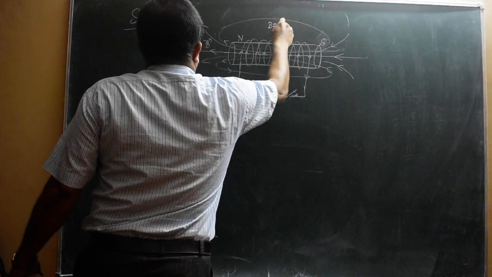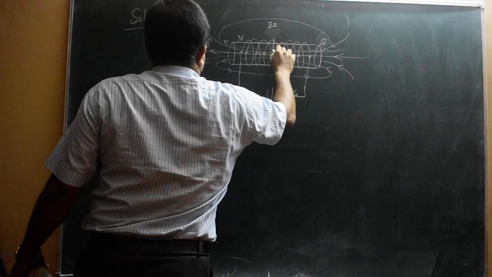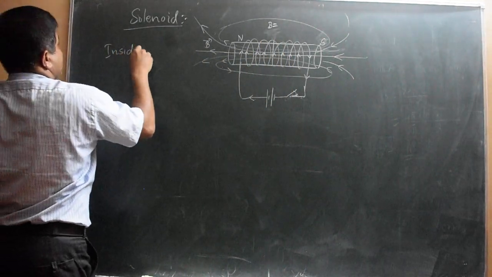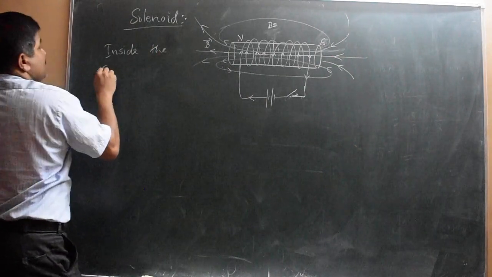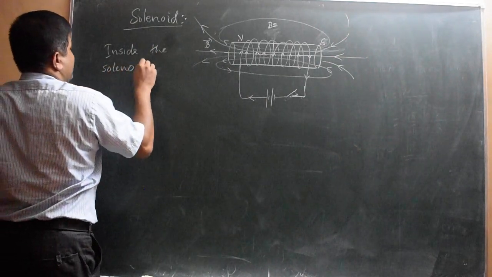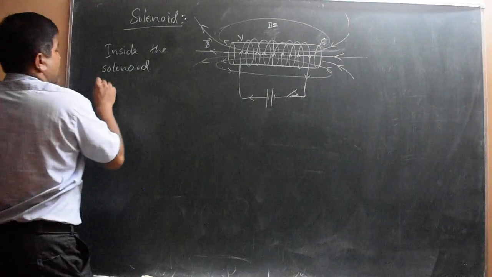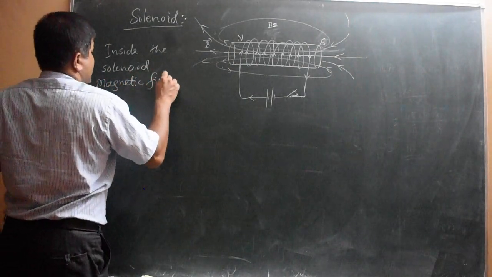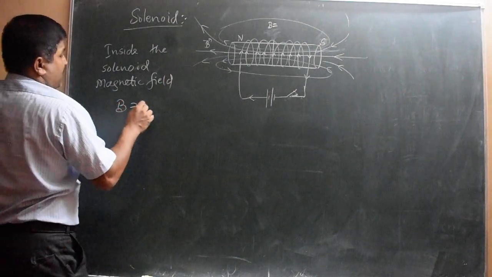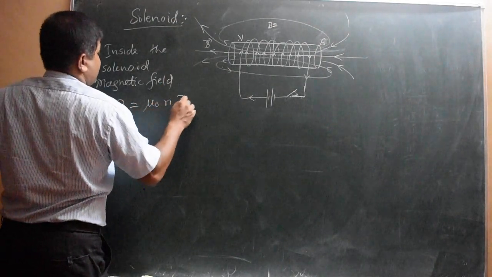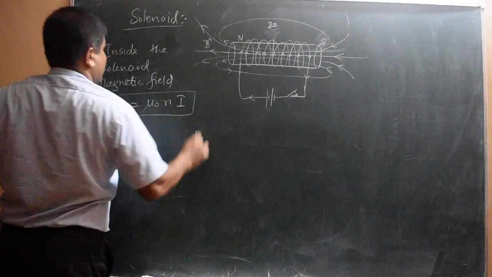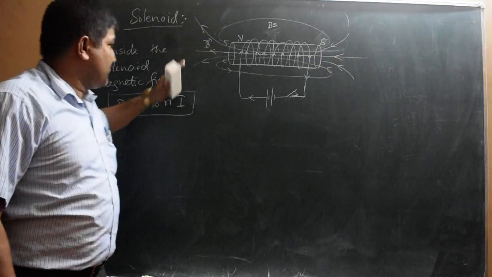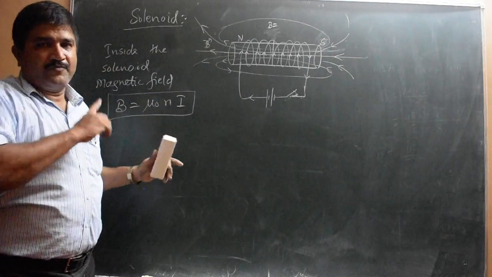So this is the arrangement, and the magnetic field inside the solenoid at this point, the magnitude of the magnetic field B, is given by the expression B equal to mu naught N i. This is the expression for the magnetic field due to a solenoid inside it. And at the ends of the solenoid, the field is mu naught N i divided by 2.